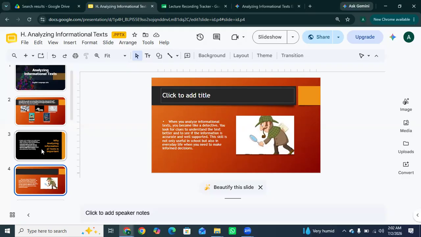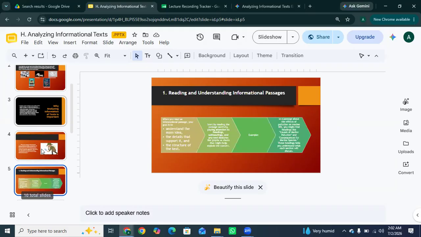So basically, when you read to learn, you become like a detective. You are curious to learn more. You are looking for clues in the writing to make sure the information is true, accurate, and makes sense. This is not just for school, it helps you make good choices in real life too. This slide gives you a fun way to think about reading.